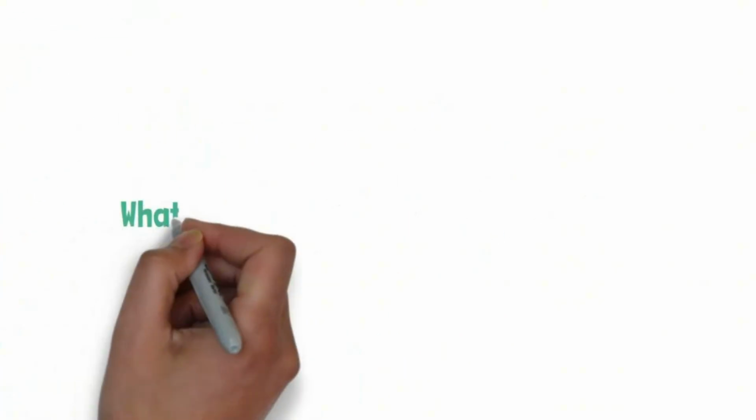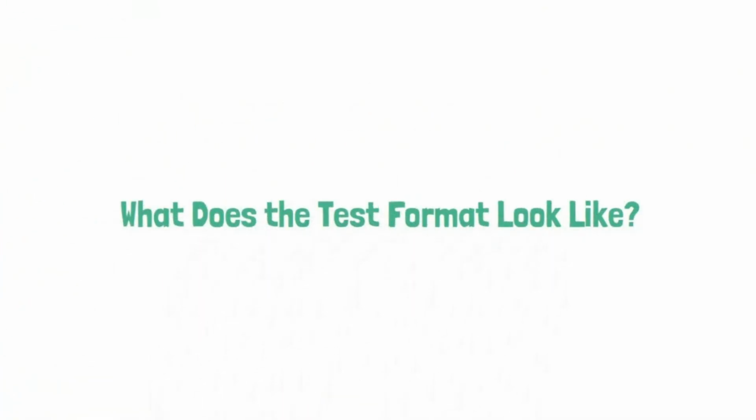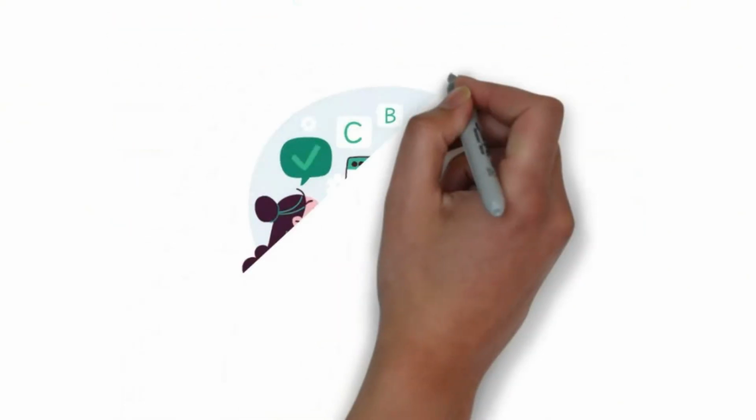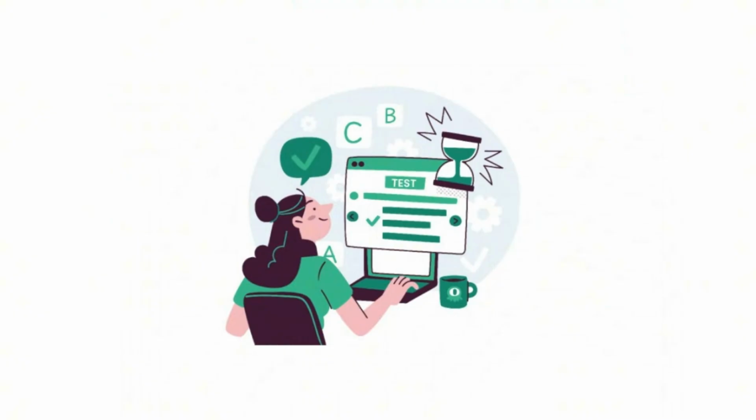What does the test format look like? The Swift Executive Aptitude Test is often delivered online and may use adaptive testing, meaning the questions get harder or easier depending on how well you're doing. You'll face multiple choice questions, and you won't always have a calculator. So mental math and quick reading are your best friends.